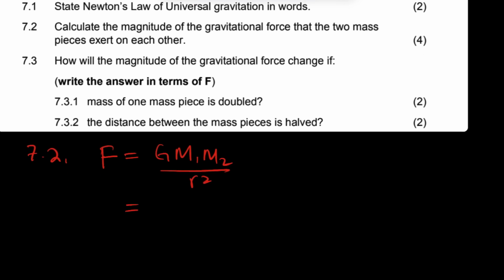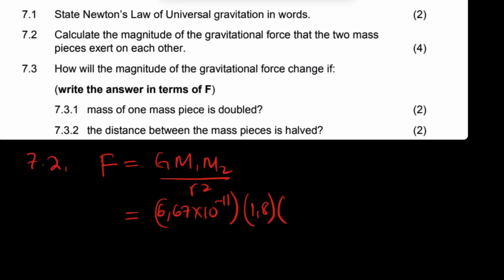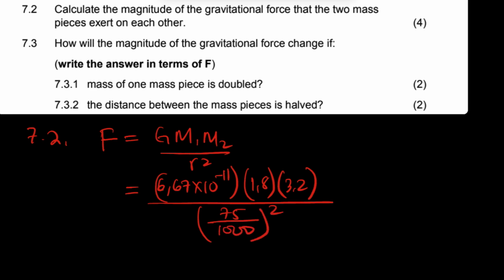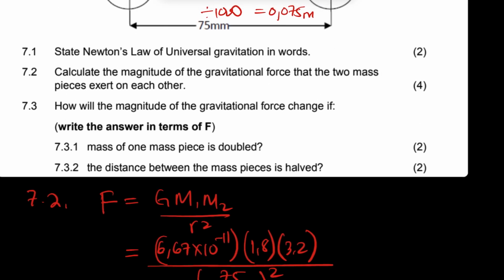And then I'm substituting. So G is 6.67 times 10 to the power negative 11, and then mass 1 is going to be 1.8 kg, and mass 2 is going to be 3.2 kg, all over the distance, which is 75 millimeters. You divide by 1000 to convert, then you square. If you punch that in the calculator, your answer will be 6.83 times 10 to the power negative 8 newtons. And that's the gravitational force between them.